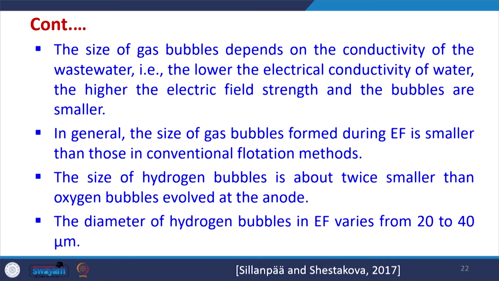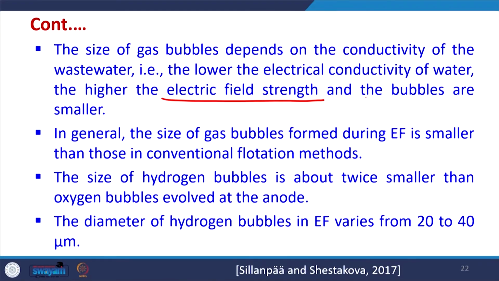The size of gas bubbles depends upon the conductivity of the wastewater. So, what is the size and how much gas bubble formation is taking place is important. The size will depend upon the conductivity of the wastewater. The lower the electrical conductivity of the water, the higher is the electric field strength, and the bubbles formed are smaller in size. In general, the size of gas bubbles formed during electroflotation is smaller than those in the conventional flotation method. So, here the size of bubbles is much smaller.